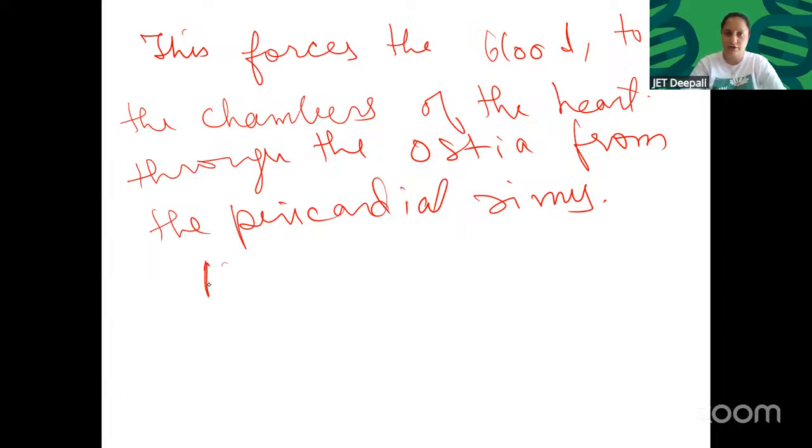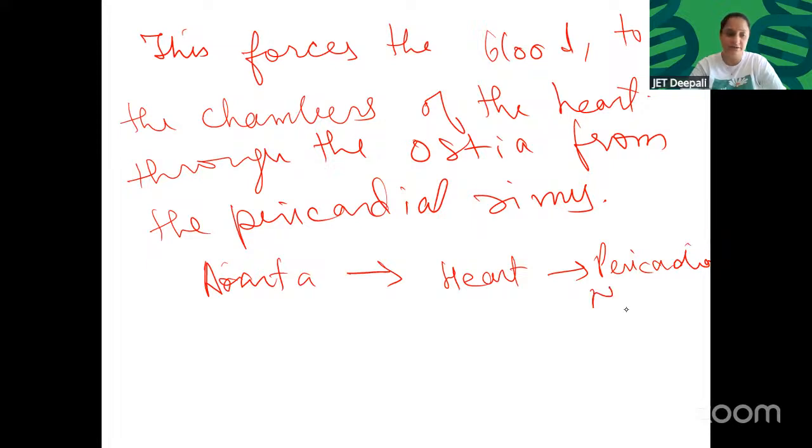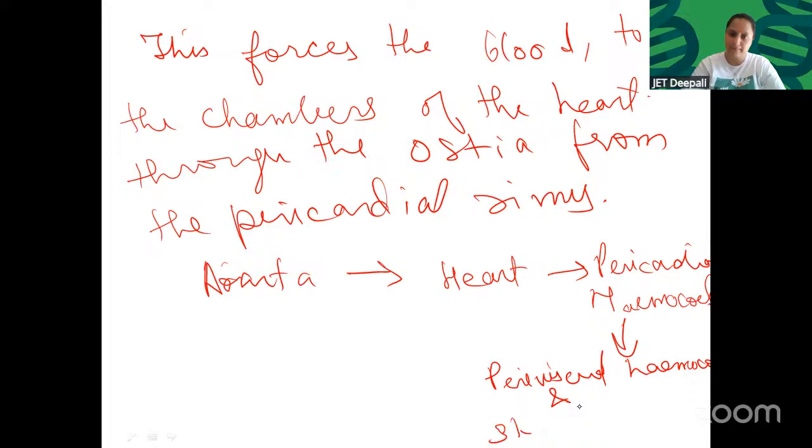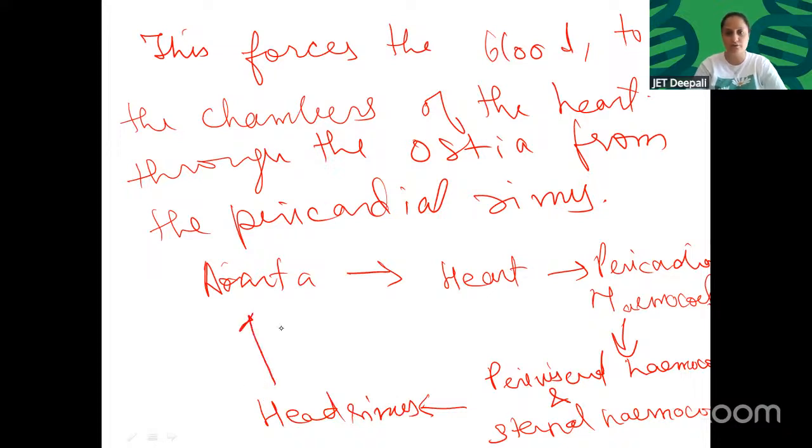Okay, the path: aorta, then heart, then comes pericardial hemocoel. Hemocoel means a cavity that stores hemolymph. Perivisceral hemocoel and sternal hemocoel. Then comes head sinus and then again to aorta. So this is a flow chart explaining the open circulatory system of Periplaneta americana, or you can commonly call them cockroaches. Okay, so this is all for today.